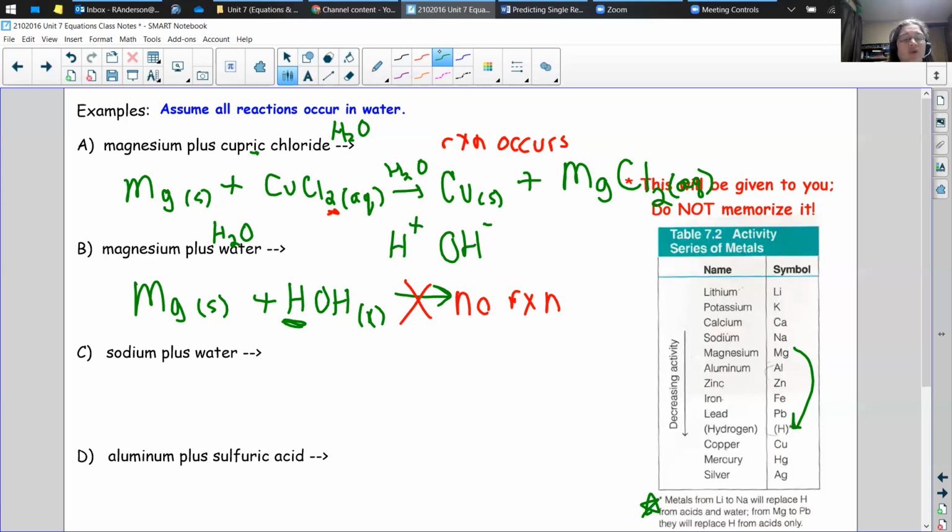So that's good enough. All right, now let's actually show you an example of a reaction that does occur with water and how to handle this HOH thing. So here's one that's probably not going to be surprising to you, sodium plus water. If you look here, sodium is higher than hydrogen, and it's not one of these exceptions. It's metals from lithium to sodium will replace hydrogen from acid and water. So this is a case of, yes, where the reaction will occur. So now we're going to need to write it out. So we're going to have sodium, and that is going to be a solid, plus water.